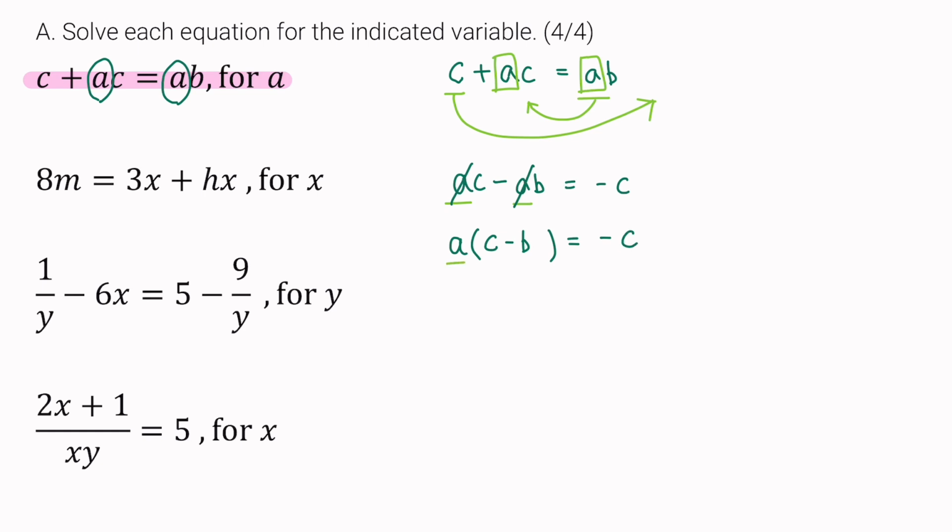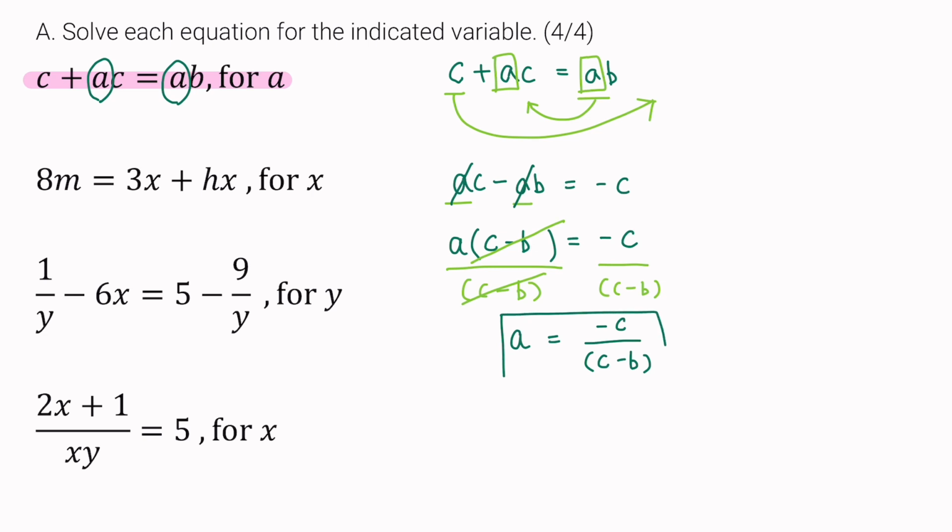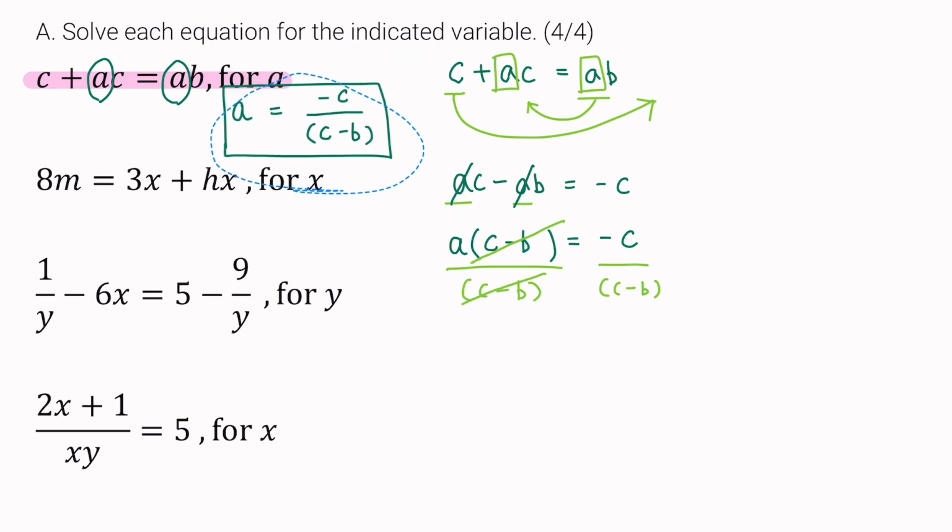And I need to isolate this variable of A, and I can do that by dividing each and every term with what I have in the parentheses, which is C minus B. That way I can get rid of that C minus B that's attached to my variable of A and successfully isolate the variable of A, and that's equal to negative C over C minus B. And that's going to be my final answer, so I'm going to box it and put it right there.